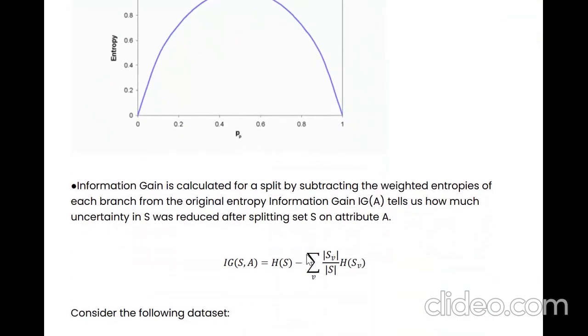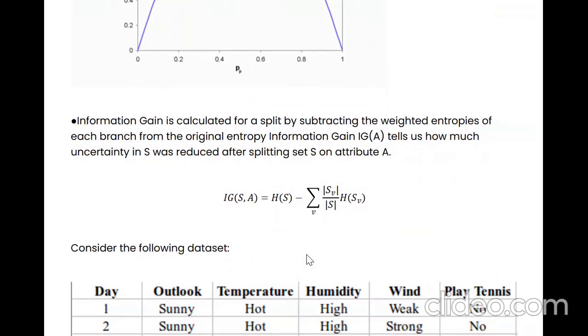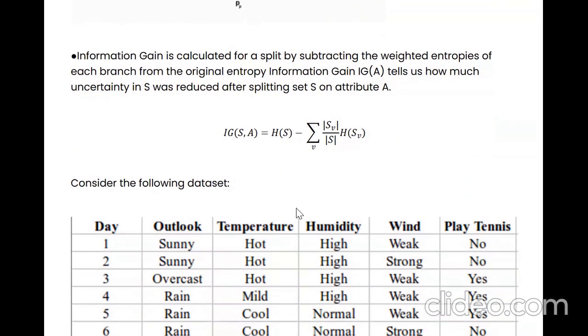Now what is information gain? Information gain is calculated for a split by subtracting the weighted entropies of each branch from the original entropy. Okay, now see what we are doing here. We are summing up the entropies of all its categorical values.